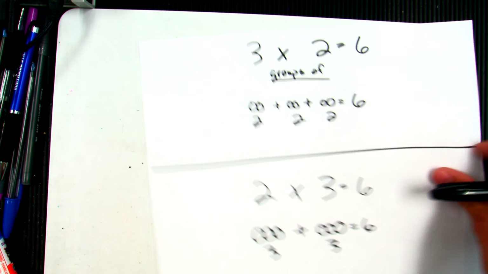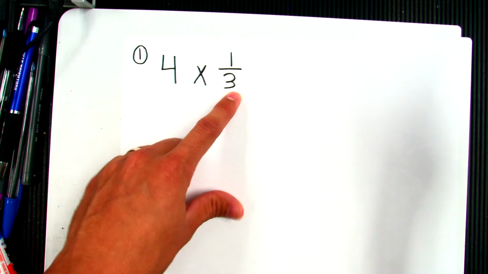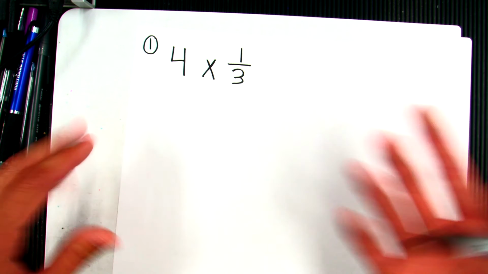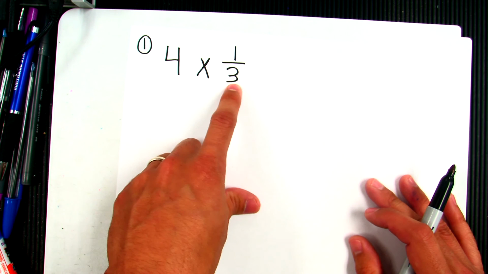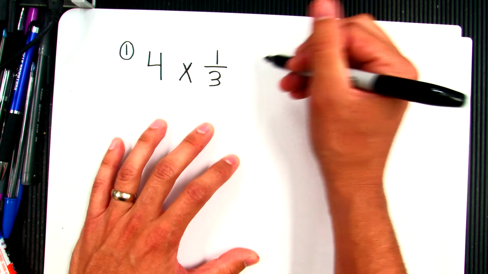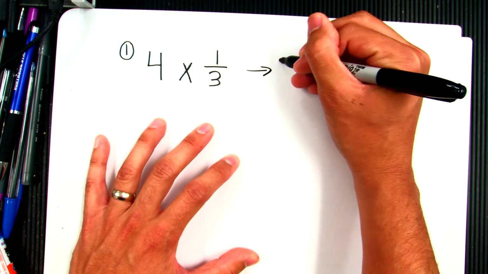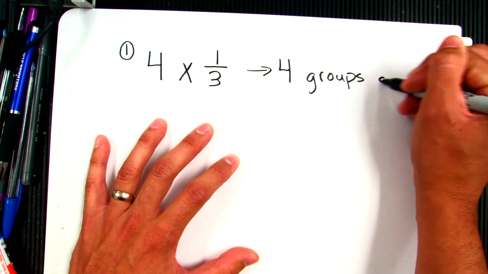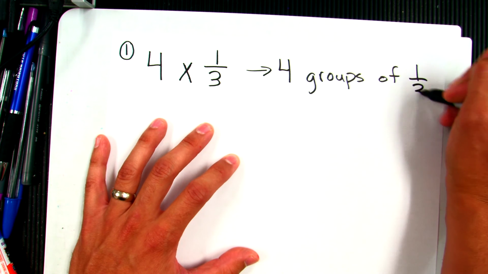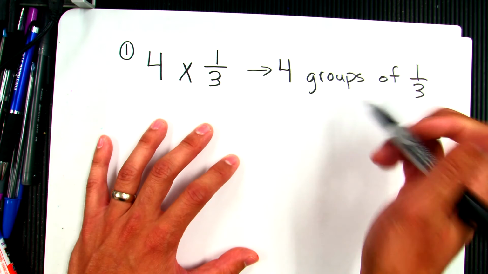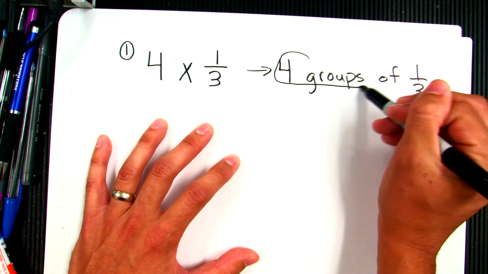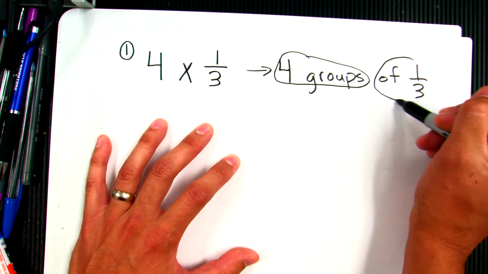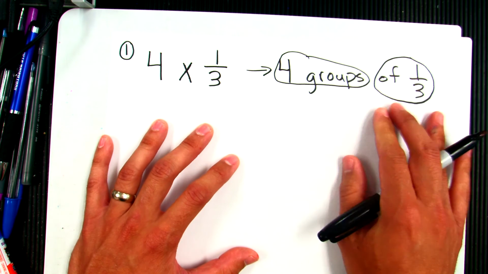Okay, so let's begin with our first example. And we are going to start with the whole number times a fraction. The next example will be a fraction times a whole number, just so you can see the difference. So we have 4 times 1/3. Or in this case, I'm going to write it in words because this is what I want to be thinking. 4 groups of 1/3. That makes sense. So I have 4 groups of what number? 1/3.